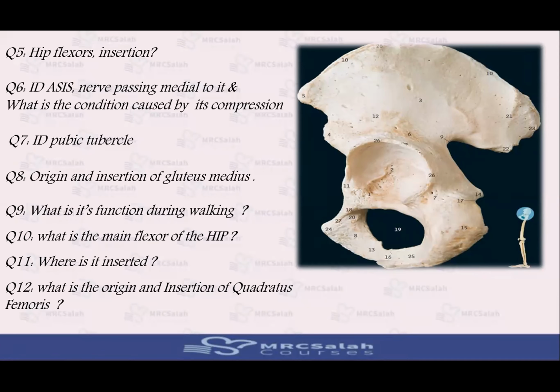Okay, what's the main flexor of the hip? The main flexor of the hip is the iliopsoas and the quadriceps muscle. And the psoas major, where is it inserted? To lesser or greater? Lesser.